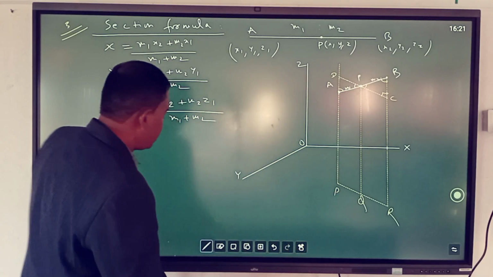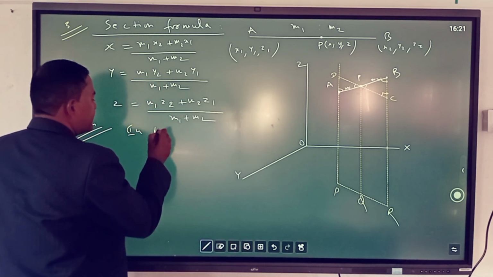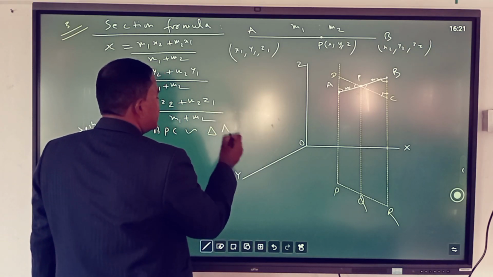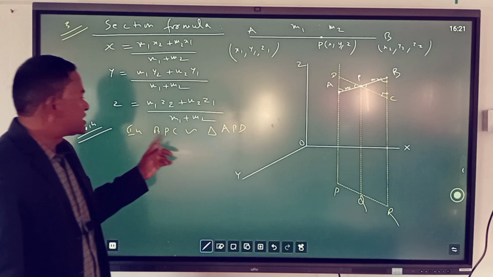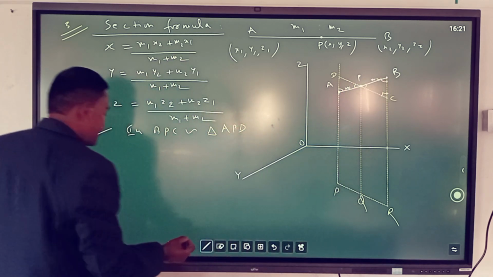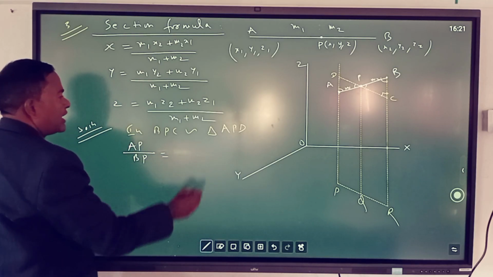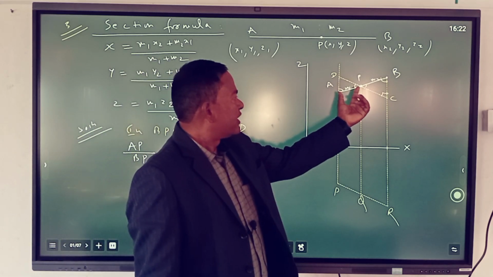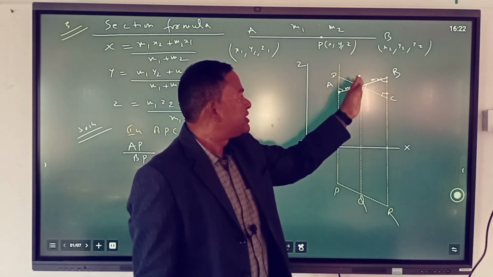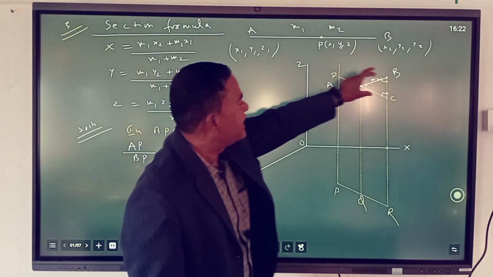So let us take the ratio of, in the similar triangles BPC and APD, the ratio of AP and BP. AP and BP we already know as m₁, m₂, because P divides AB in the ratio of m₁:m₂. And let's take the ratio of AD and BC.